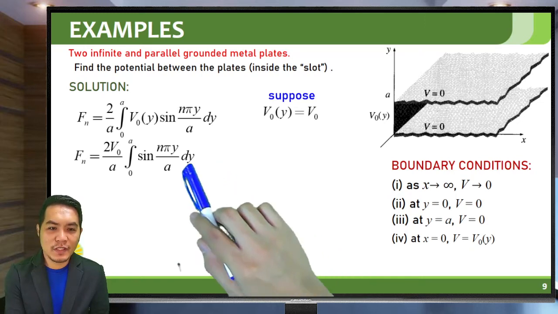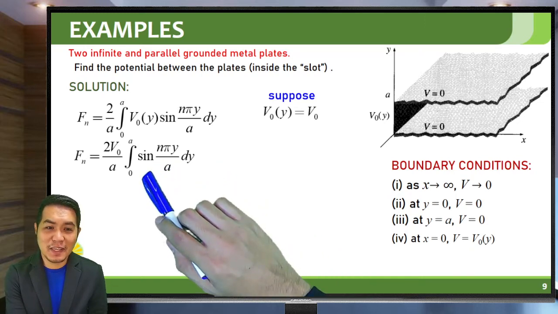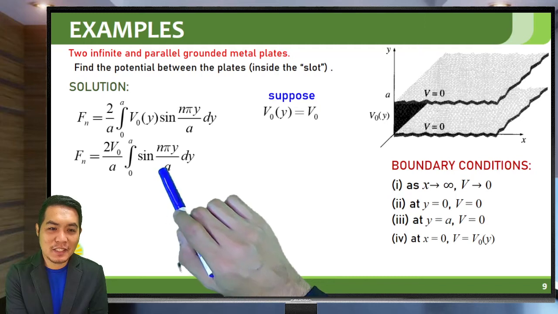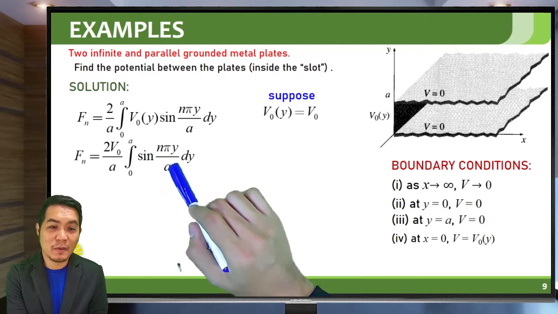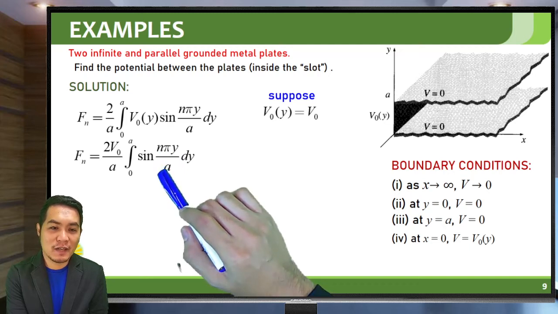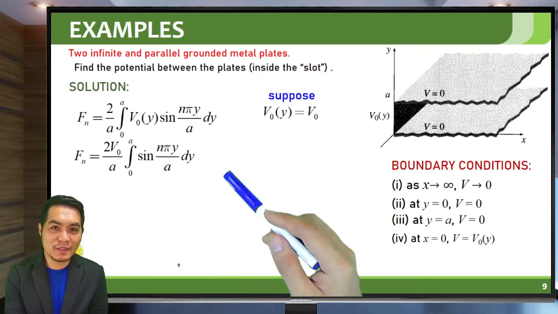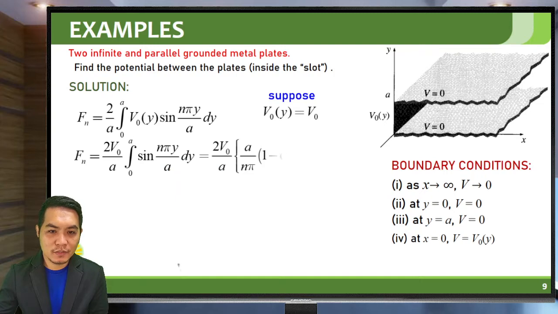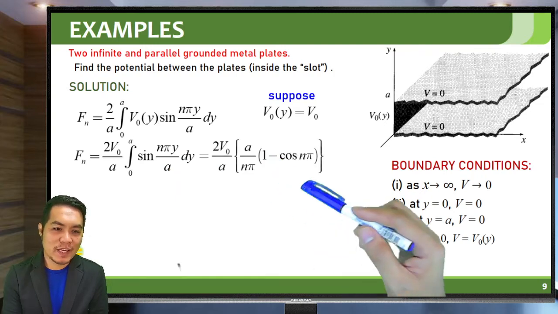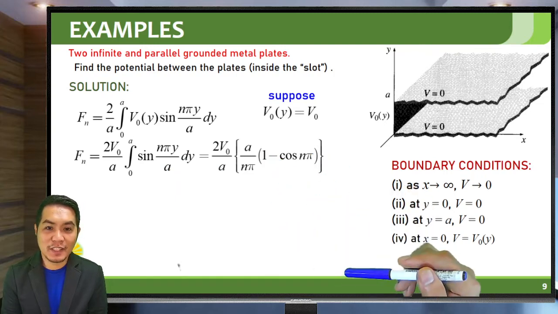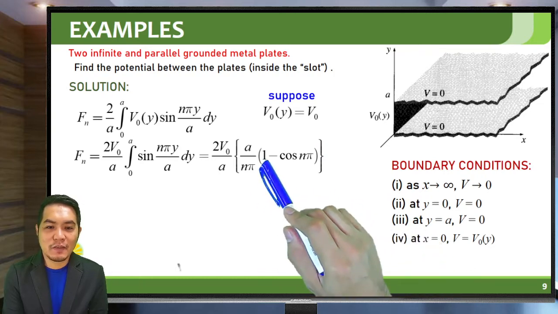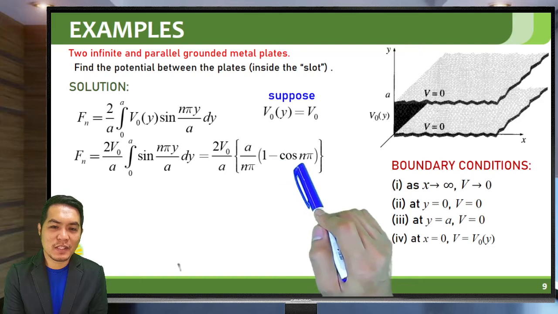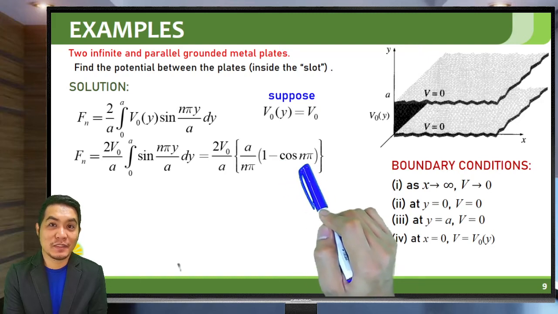So this integral here is just a very simple integral of sine theta. You just change variables: let u equal n pi y over a. So you will have a factor of a over n pi du. So you have a factor of a over n pi, integral of sine u du, and evaluating that will give you 1 minus cosine n pi.